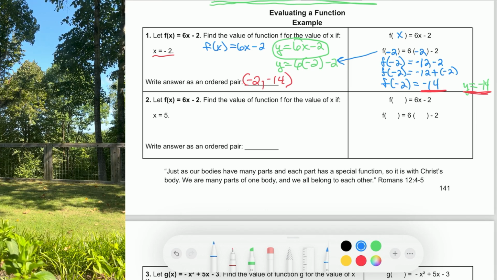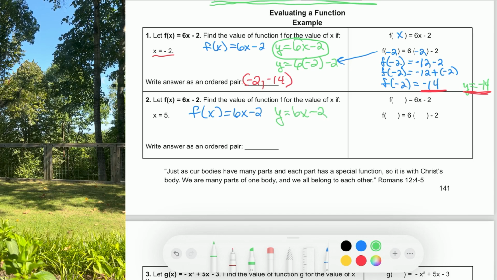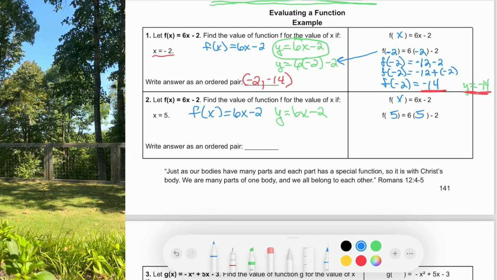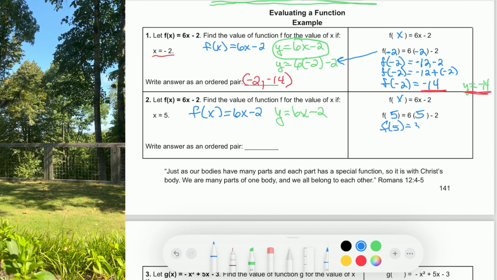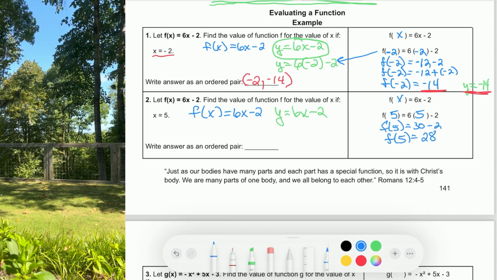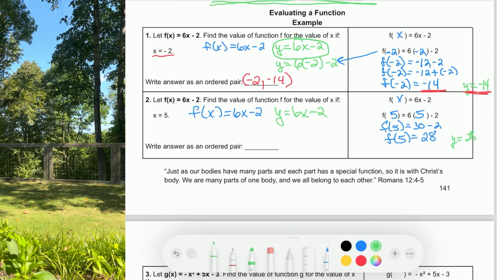So again, remember, f of x equals 6x minus 2 is the same as y equals 6x minus 2. So all we're going to do over here on the right is replace our x with 5 now to find a new y, okay? We're looking for a new coordinate. So let's see, f of 5 equals 30 minus 2. So f of 5 equals 28. So that tells me my y portion of my value is 28, okay?